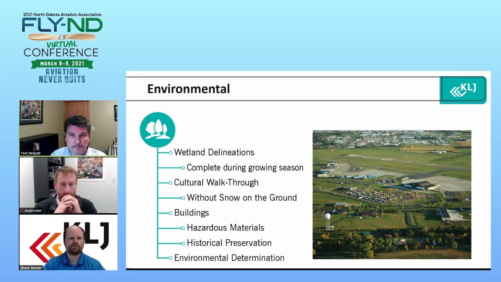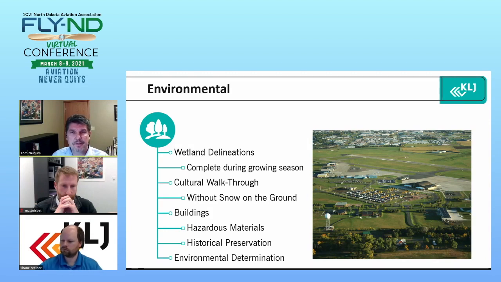And then if you have buildings, if you're going to be doing anything with a building, including demolition, probably going to have to take a look at doing a hazardous material inspection, where you're going to look for asbestos, any of those type of things in the building. And if the building's approaching or older than 50 years, you may have to do a historical preservation investigation of that to see if there's any historical significance to that building.